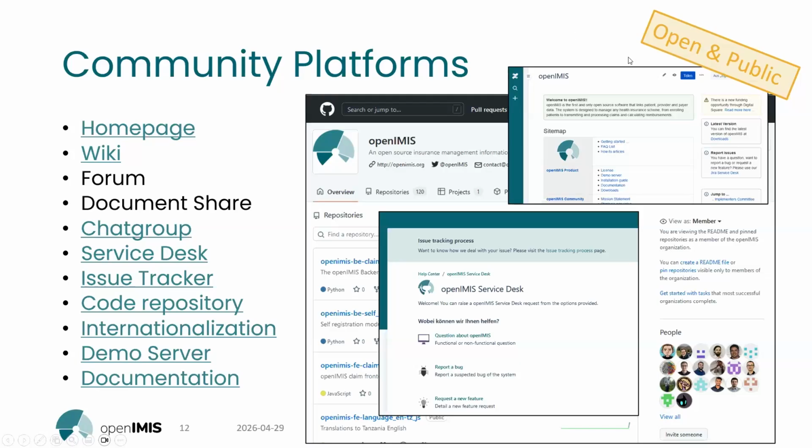All of the platforms are open and public, so whether it be the wiki for discussions or the GitHub repositories, by default, we are using open platforms. I think that should be all for now.